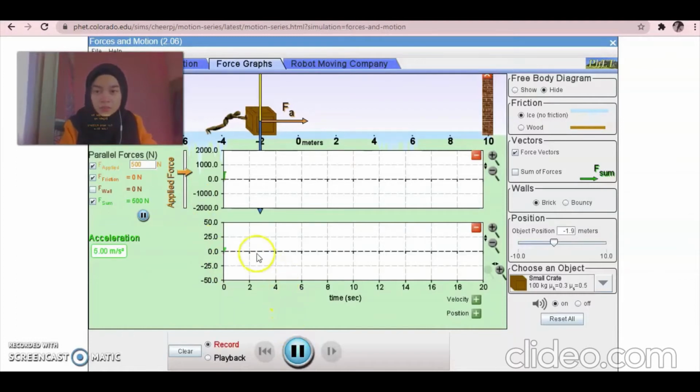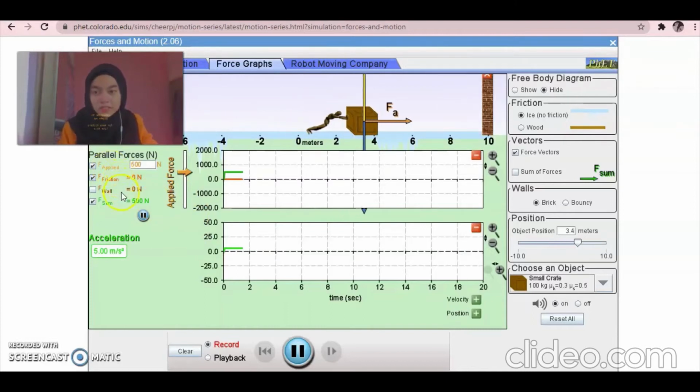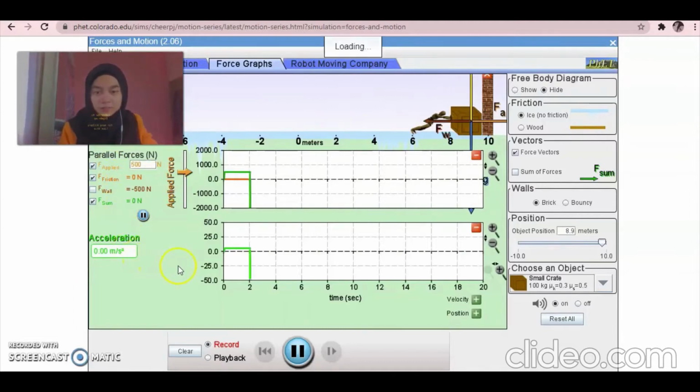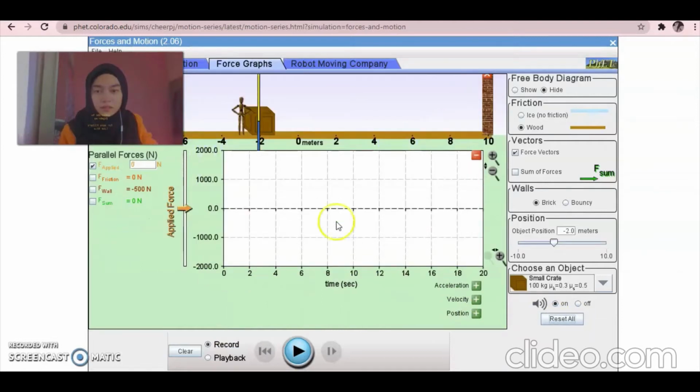The simulation should be playing, and while the simulation is being played, the data are collected, such as the force applied, force friction, force sum, and the acceleration, which are recorded and tabulated. After all the data are recorded, press the Reset All button to reset the simulation. Then proceed on repeating the same steps as before, but only change the value of the force applied.